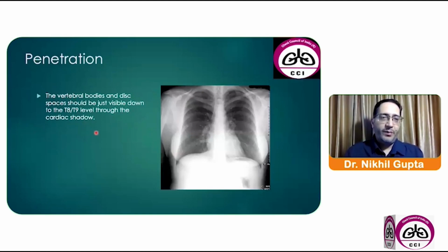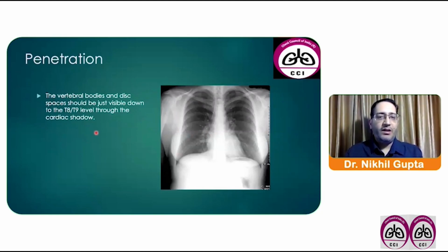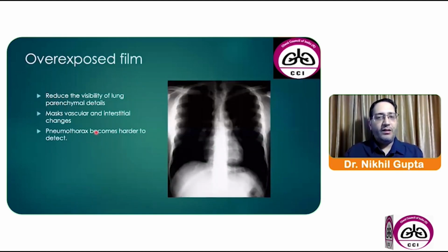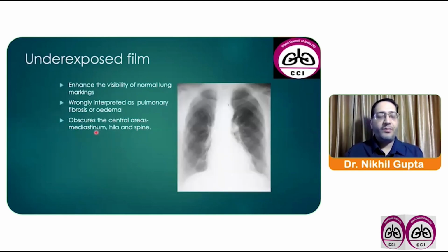Next is the penetration. The vertebral bodies and disc spaces should be just visible to the D8-9 level through the cardiac shadow. In an overexposed film, there is reduced visibility of the lung parenchyma, and it masks the vascular and interstitial changes. Pneumothorax becomes harder to detect.